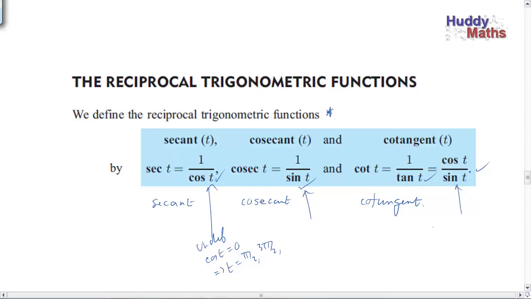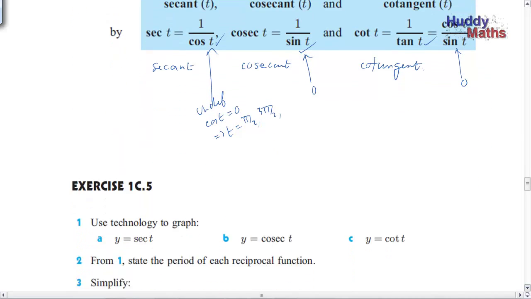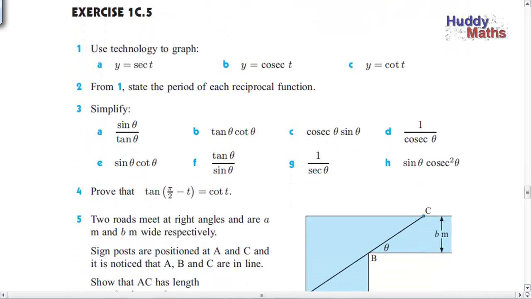When is tan undefined? When one on tan is undefined, when tan is 0. When is tan 0? When the sine is 0. So putting these equal to 0 is going to make these functions be undefined and have asymptotes. So let's go down and have a look at some problems here, and I want you to investigate exactly that. What does technology say to you about each of these functions?